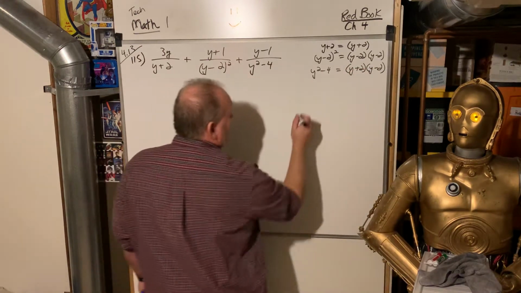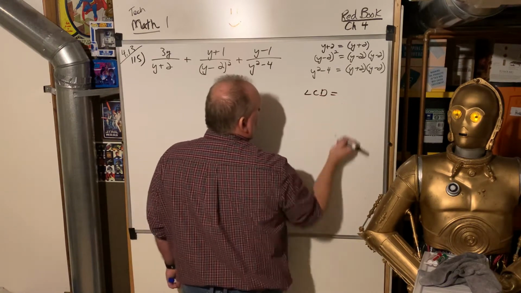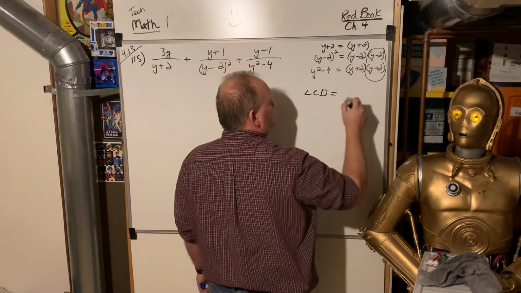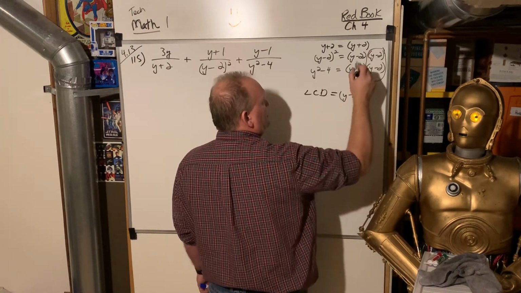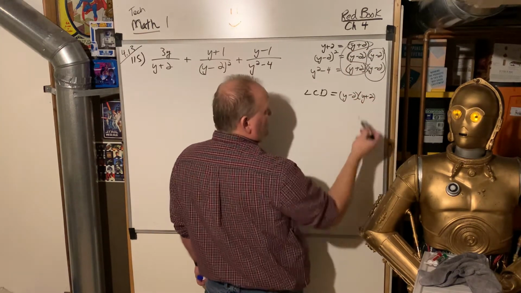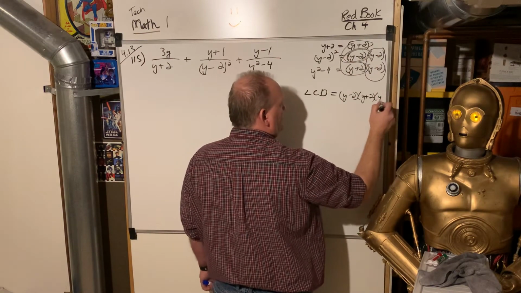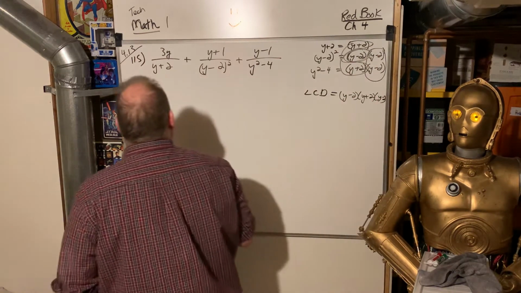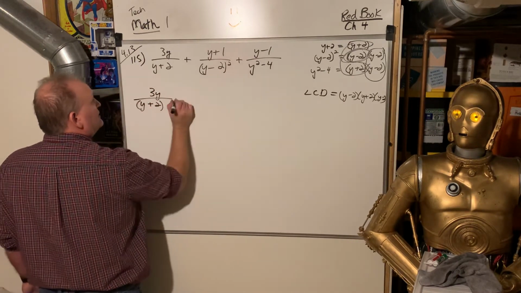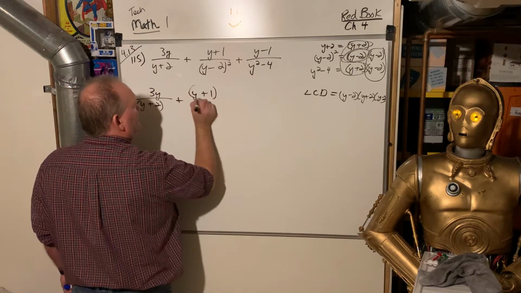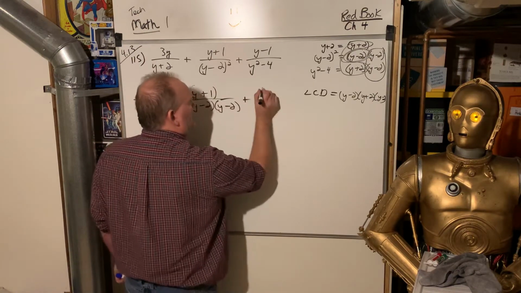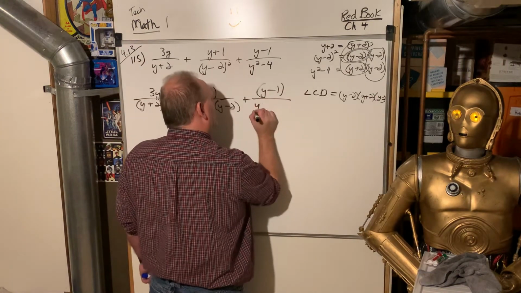Now, when you're finding the LCD, what you do is you take anything they have in common, remember, so here, there's a y minus 2, we'll take it. There's a y plus 2, we'll take it. And then you take the leftovers, so that's a leftover, so we'll take it, another y minus 2. So that is the common denominator. So here we are, we got 3y over y plus 2. We got y plus 1 over y minus 2 times y minus 2. And we got y minus 1 over y plus 2, y minus 2.